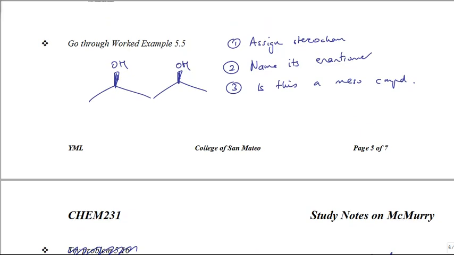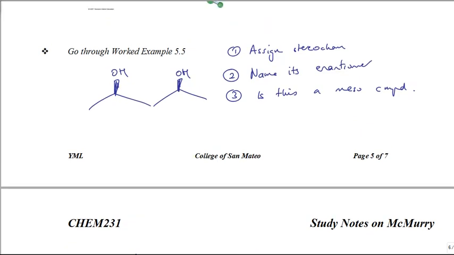Alright, how are we doing on the first one? Assign stereochemistry. Somebody give me the answers, please. 2R, 4S, is that right? Alright, we all agree? Okay, so name its enantiomer. Okay, so it would be 2S, 4R, yeah? Okay, so that would be the enantiomer. Okay, is this a meso compound? Yes. Okay, and how did you see it? There you go. Straightforward, isn't it?